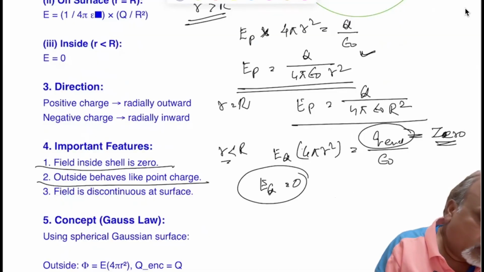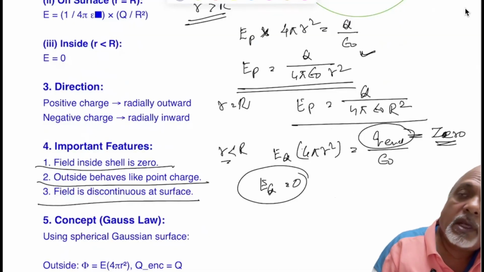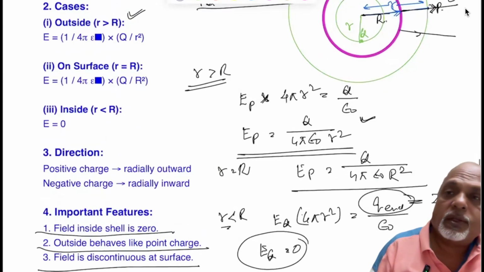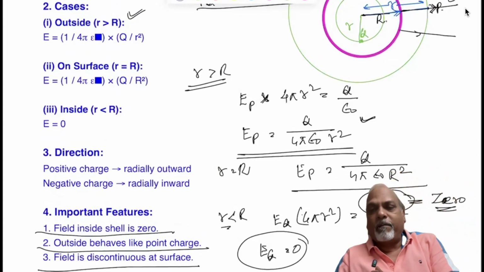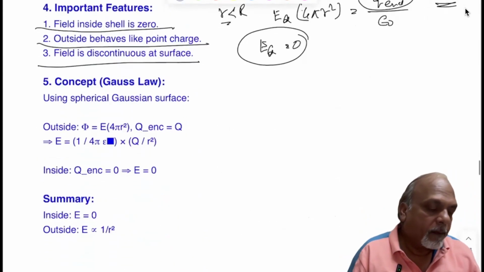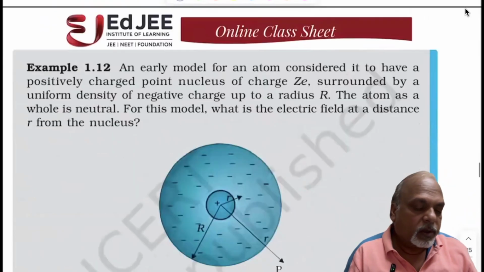Outside, it behaves like a point charge. The field is discontinuous at the surface, of course, because up to the surface there is an electric field, and immediately it becomes 0 inside it. Correct? So this is this thing.